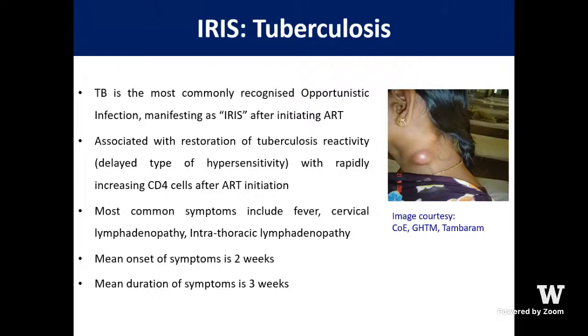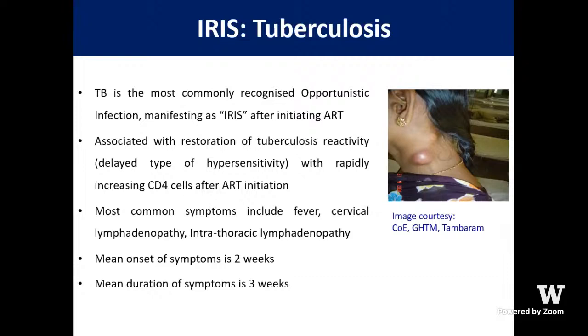It is very important that you know about IRIS, because once ART is started, suddenly the patient develops new symptoms. You may think that it is a drug toxicity induced by the HIV drug, or you may think that it is a failure or something like that. So you have to be careful. With very low CD4 counts and high viral load, think of IRIS, immune reconstitution syndrome. The commonest OI favoring IRIS is tuberculosis.